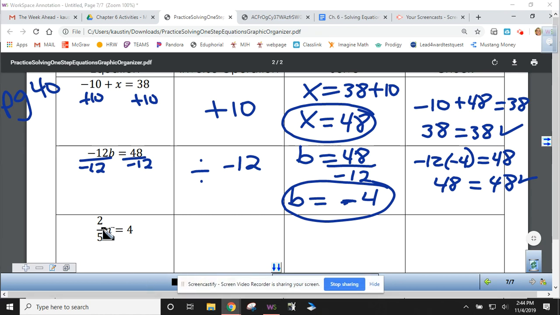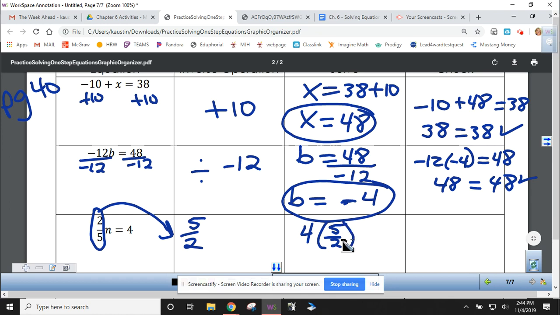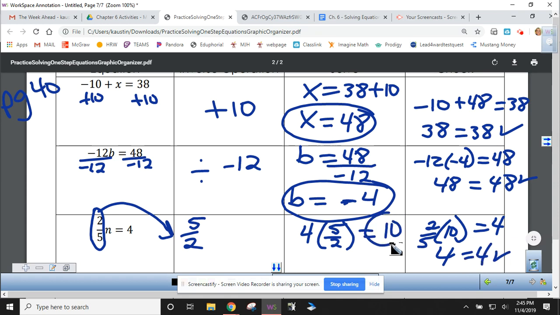All right. On this one, you can either do 4 divided by your coefficient, and you would do alpha y equals to keep this. Or you can do its reciprocal, which is 5 over 2, and you would still multiply. So you would do 4 times 5 over 2, and that would be 10. So what I would do is I would substitute back in 2/5 times 10 equals 4, which is a true statement. So 10 is my correct solution.